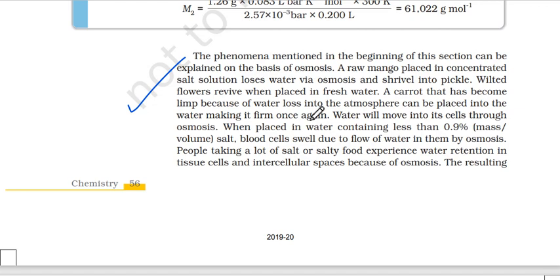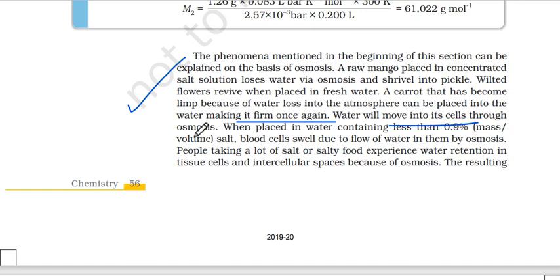क्यों? Wilted flowers revive when placed in fresh water. Why? Because of osmosis only. जब अंदर concentration gradient create हो गया, pressure gradient create हो गया, what will happen? Solvent molecules का movement होगा towards solution in presence of a semi-permeable membrane, and that is what we've been doing in osmosis. A carrot that has become limp because of water loss into the atmosphere can be placed into the water, making it firm once again. Water will move into its cells through osmosis.